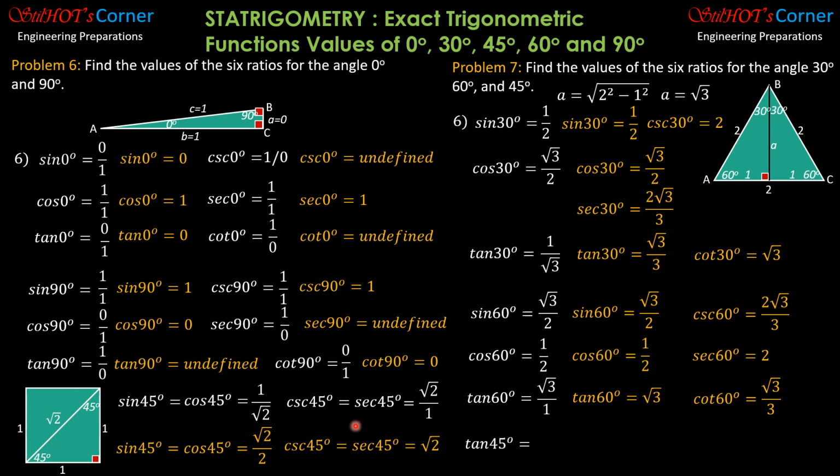While cosecant of 45 degrees is secant of 45 degrees. It is square root of 2 over 1, so it is square root of 2. While tangent of 45 degrees equals cotangent of 45 degrees, it is 1 over 1. So opposite over adjacent or adjacent over opposite, that's the same. 1 over 1, or simply 1.